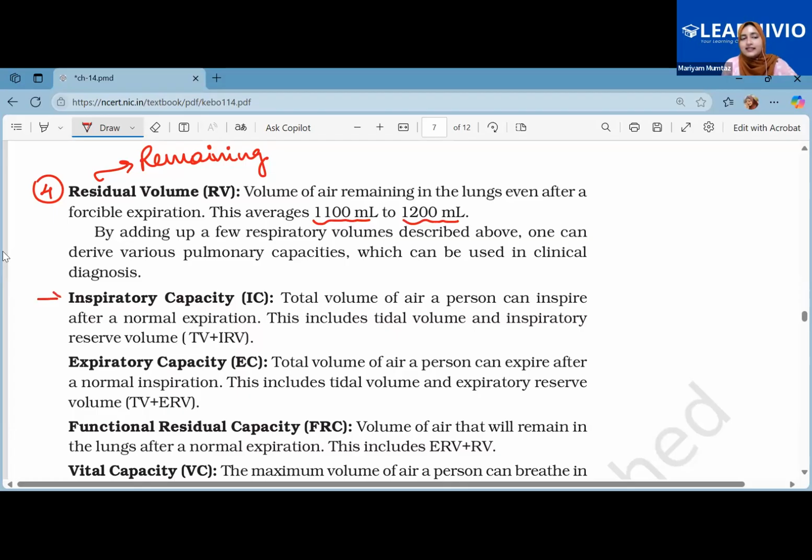The first capacity is the inspiratory capacity, the total volume of air the person can breathe in. That will be the tidal volume plus the inspiratory reserve volume. Together, when you add them, you will get the inspiratory capacity. Likewise, the expiratory capacity: you add the tidal volume along with the expiratory reserve volume. So you see how we are adding volumes together and thereby getting the different capacities.